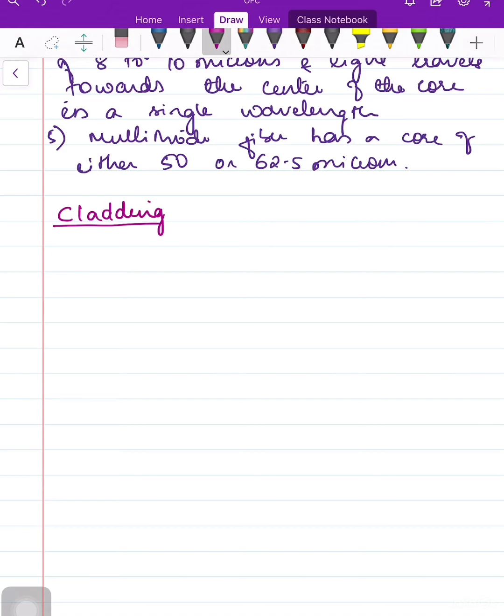So the cladding is also manufactured in standard diameters. There are some common diameters which are manufactured for a cladding. Two commonly used diameters are 125 micrometer and 140 micrometer. The 125 micrometer cladding supports core sizes of 9 micrometer, 50 micrometer and 62.5 micrometer, and the 140 micrometer cladding will have a core of size 100 micrometer. Clear? So this is all about the cladding.